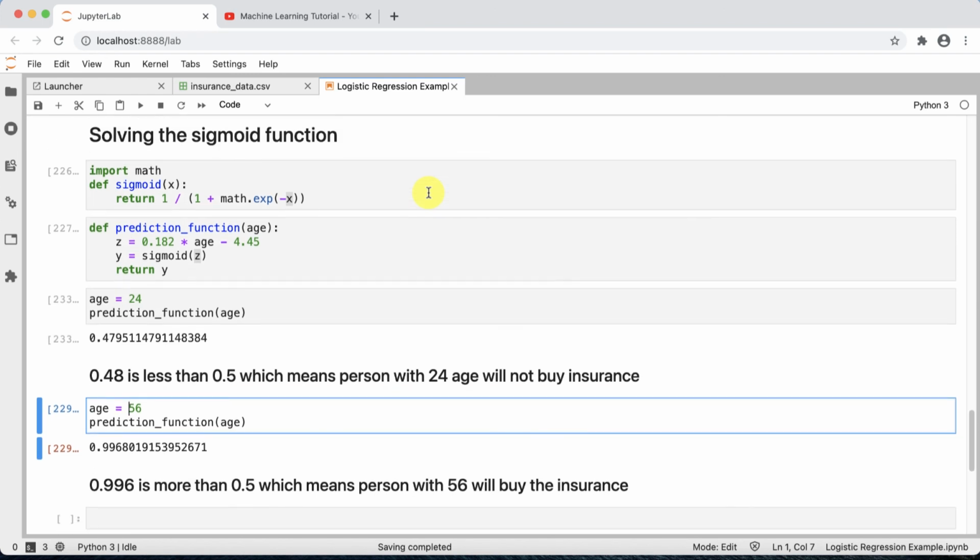I hope guys you understood the concept clearly. If you want the theory concept, then you can see my previous video, session number 9, and here is the practical solution for that logistic regression.